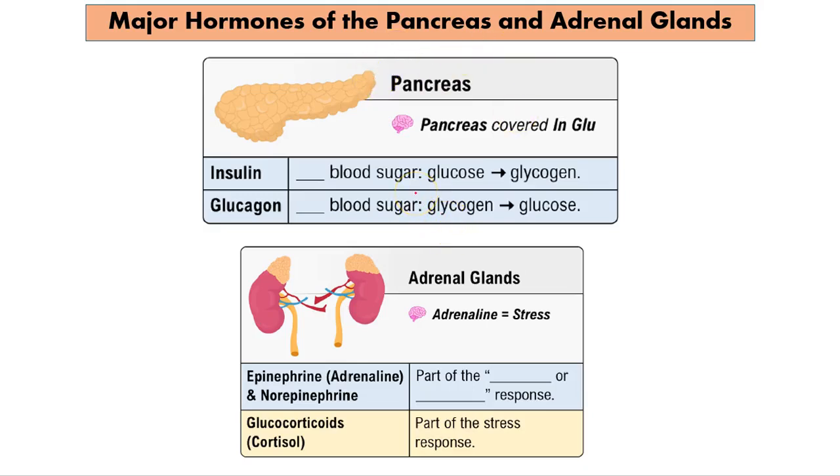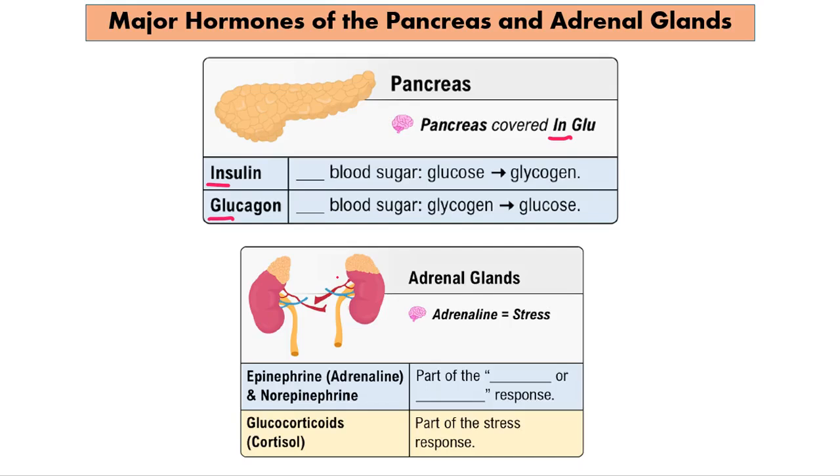Okay, so sometimes to remember what the pancreas is going to secrete, it's said the pancreas is covered in glue. The "in" is going to come from insulin, see here, and the glue is going to come from glucagon. And what do these 2 things do? Of course, they're going to help with homeostasis of the blood sugar. What do I mean by homeostasis?